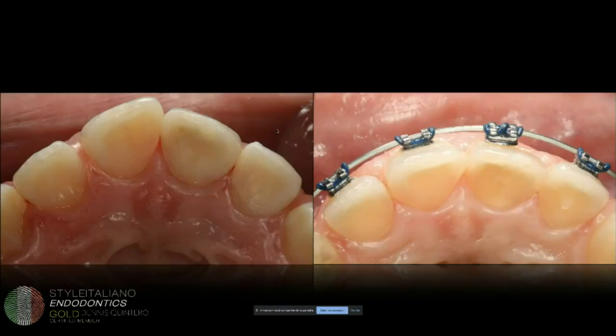See in this other picture, you can see the beginning, and how now with ortho we make this tooth look a little bit better, but we are not placing more forces on 1.1, okay?